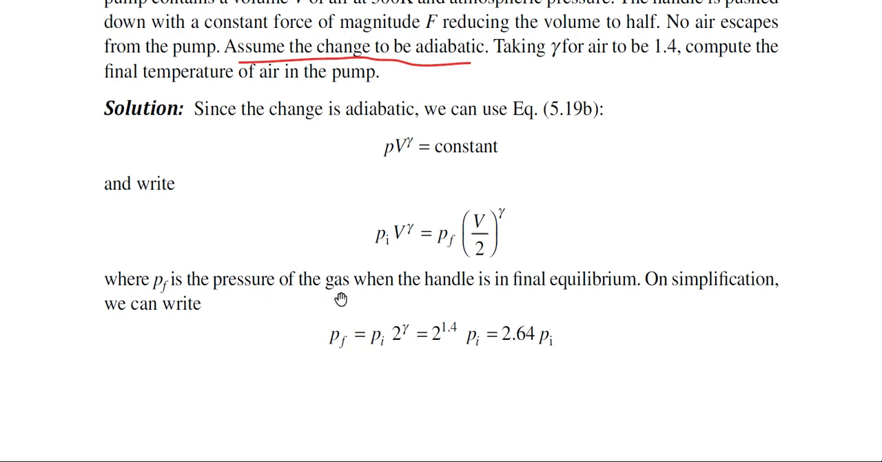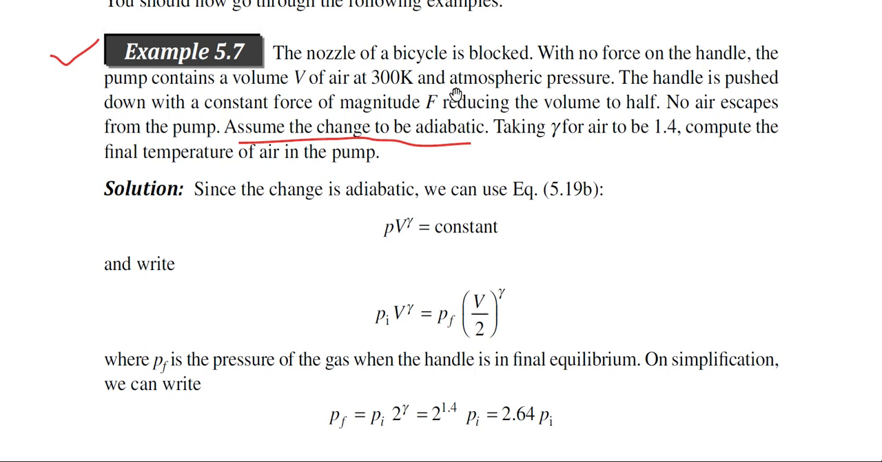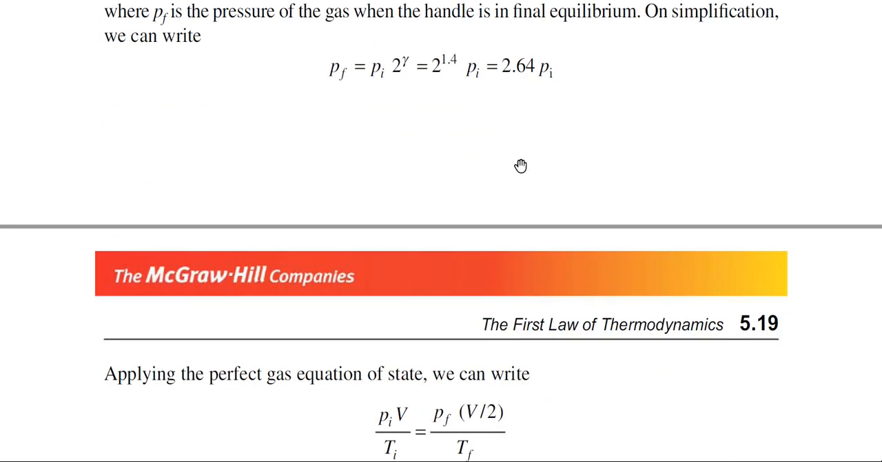Now, Pf is the final pressure. Upon simplification, we can write Pf is equal to Pi into 2 to the power gamma. The value of gamma is 1.4, so ultimately we are getting Pf is equal to 2.64 Pi. It has been mentioned that in the initial condition, the pressure was atmospheric pressure. Now, there is the perfect gas equation of state.